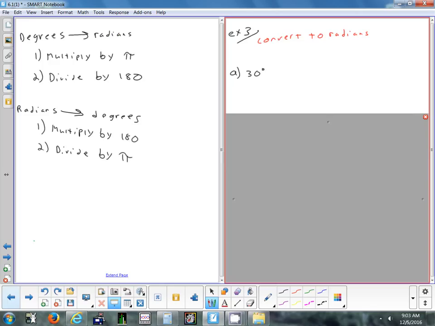All right, so let's try to convert this to radians. So your two choices are either pi over 180 or 180 over pi. Which one am I going to use here to convert to radians?